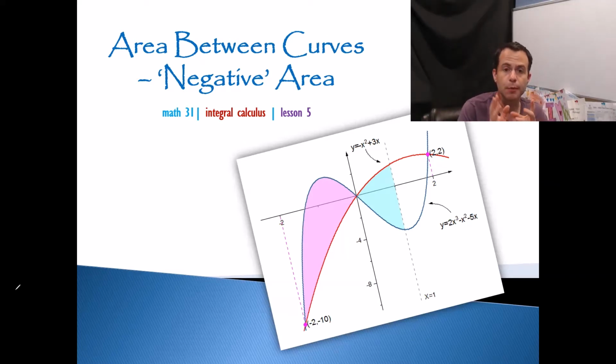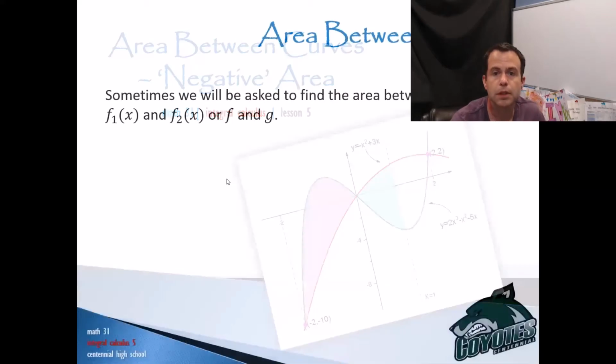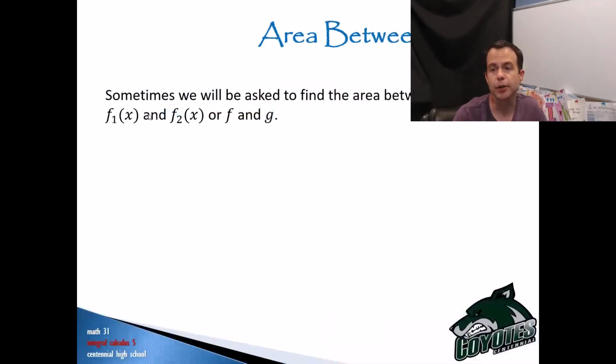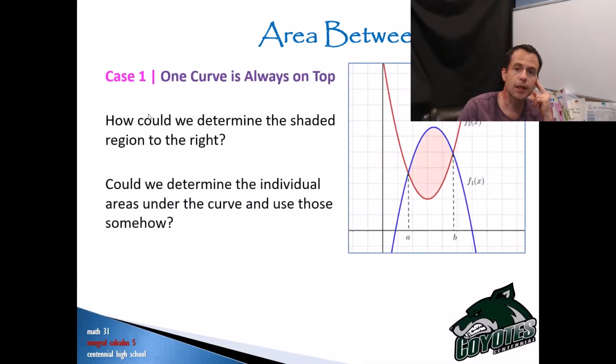Okay, so what we want to do today is we want to look at trying to get the area in between two curves instead of the area in between a curve and an axis. So sometimes we will be asked to find the area between two curves, f1 of x and f2 of x, or sometimes they're just called f and g. Okay, so there's two scenarios we want to look at. The first is when one curve is always on top. So take a look at the picture here.